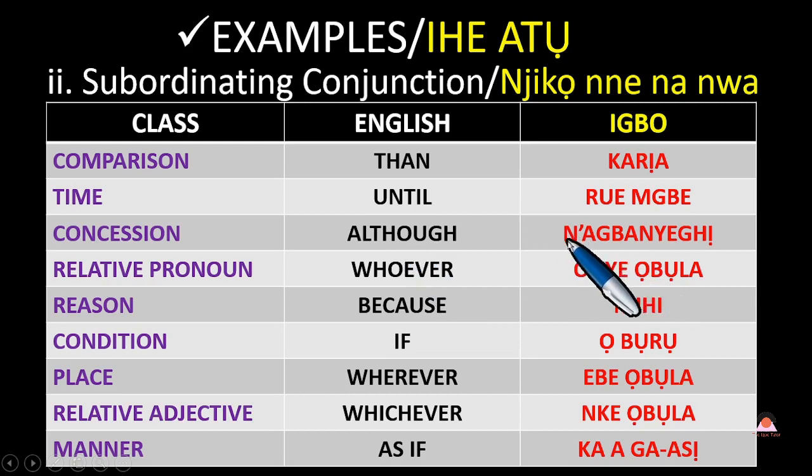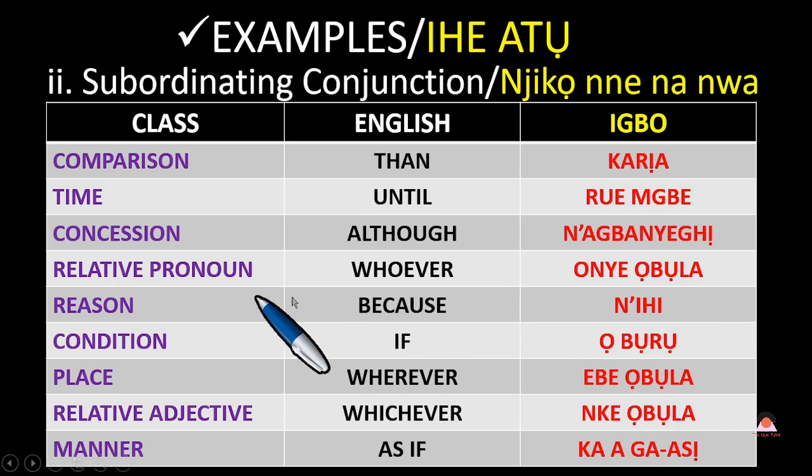Sometimes we remove the N. If this thing is beginning a sentence, we may just say agbanyeghị, okay? But n'agbanyeghị is right. Then we go to another class, relative pronoun. Example we have here is whoever. And in Igbo, whoever is onye ọbụla. This L is changed to N. Sometimes in some clans in Igbo language, they may call this onye ọbụla, especially if you are from Anambra. They change this L to N, it becomes onye ọbụla.